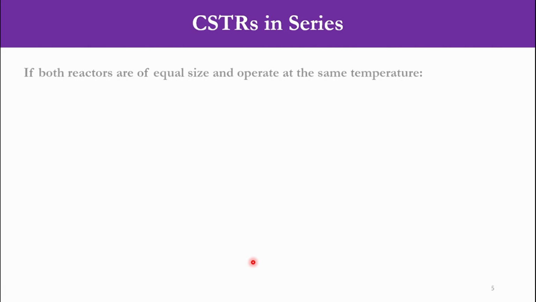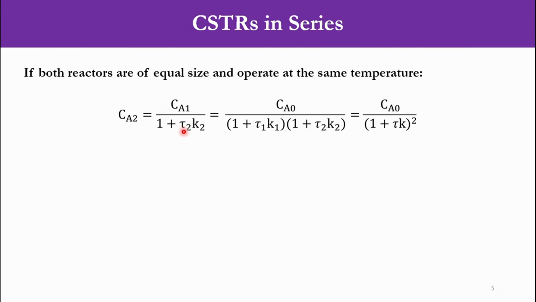Now if we assume that both reactors are of equal size and operate at the same temperature, what does that mean? That tau 1 is equal to tau 2 and K1 is equal to K2, because K is a function of temperature. So when there is no change in temperature, K1 and K2 will remain the same. In the same way, tau is equal to V over V0, the volume over the volumetric flow rate. We have already said that the volumetric flow rate is constant, and now we are saying that both reactors have the same size, meaning the volume is also the same for both. So tau 1 is equal to tau 2.